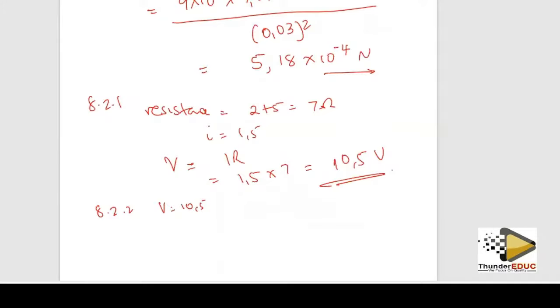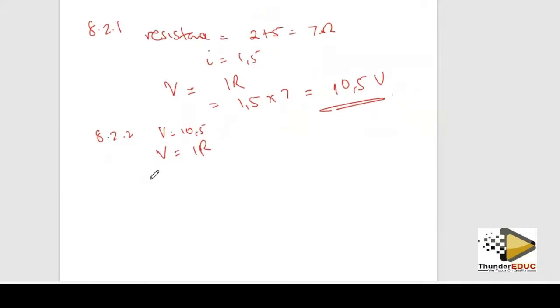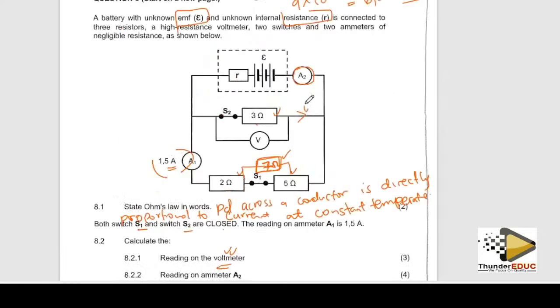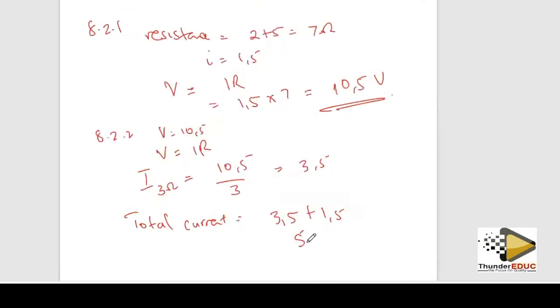Okay. So from Ohm's law, V is equal to IR. The current across the 3 ohm is going to be 10.5 divided by 3, which is 3.5. And then the total current through here is not the same as 1.5. So 1.5 comes when I combine the two, I'll get my total current. So it's 3.5 plus 1.5, which gives us 5 amps. Okay, 5 amps. I feel this is shorter.